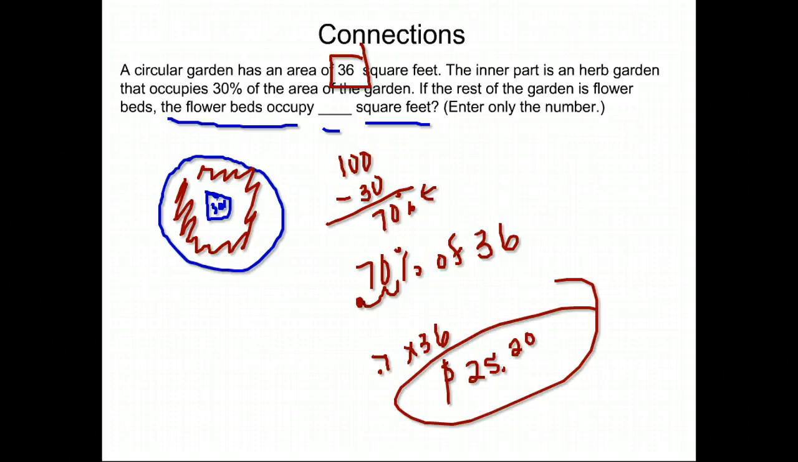So $25, wrong question. 25.2 square feet are flowers. If it wants it rounded, we could go ahead and put 25.